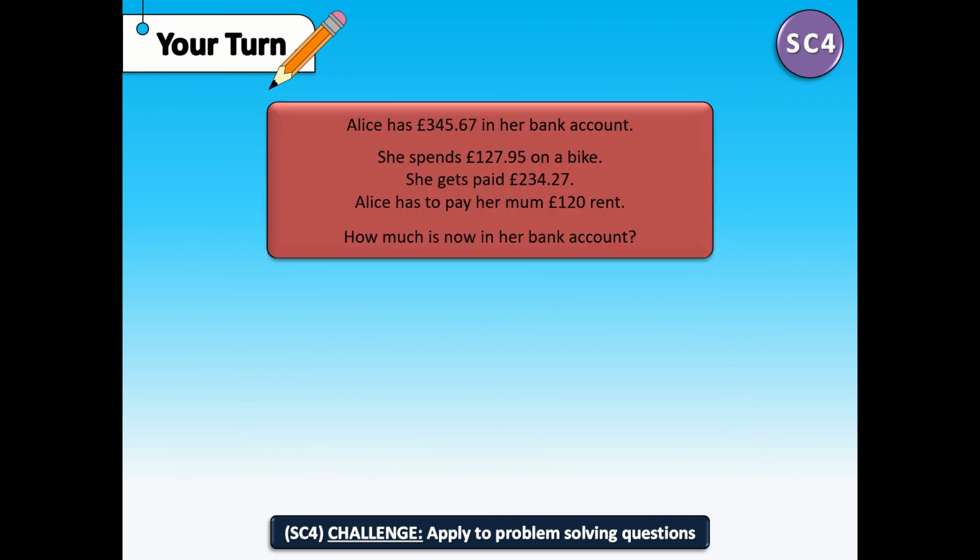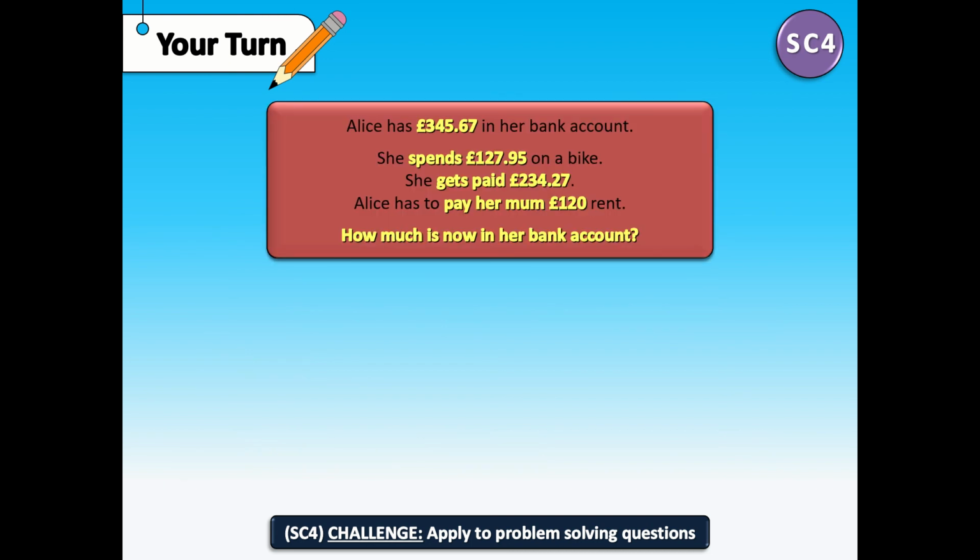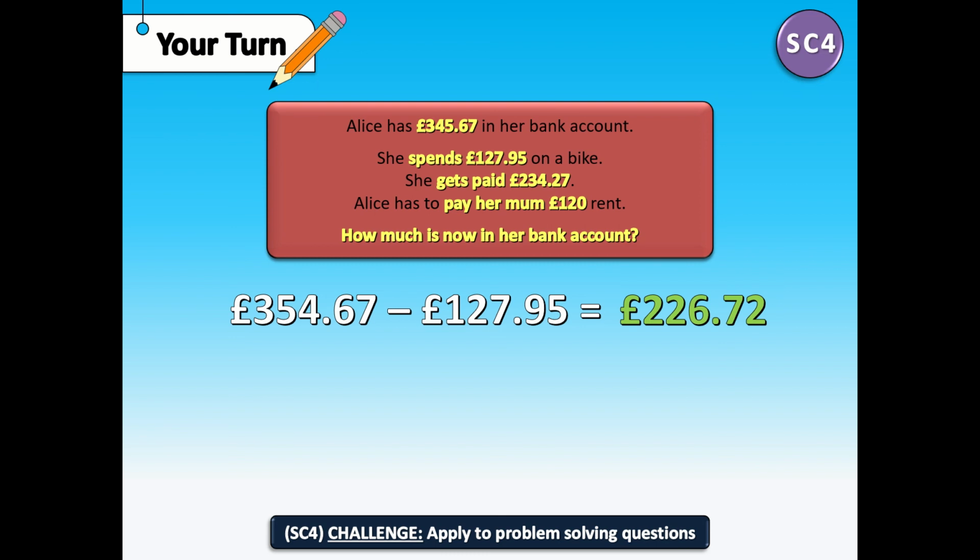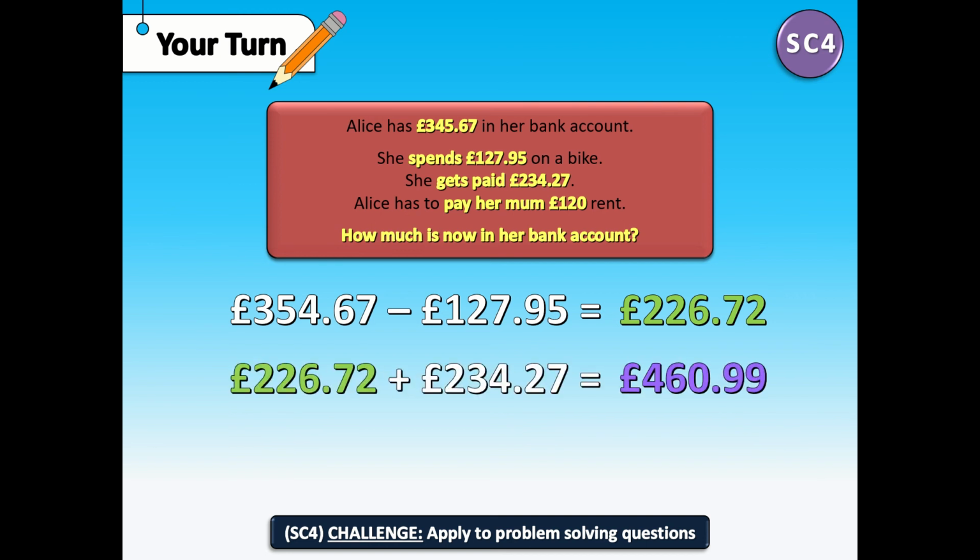In the red question, we highlight the key information. So Alice has £345.67 in her bank account. We take off the amount that she spends on the bike, so she's now got £226.72. She gets paid £234.27, so we need to add that into her bank account. So she's now got £460.99 in her bank account.